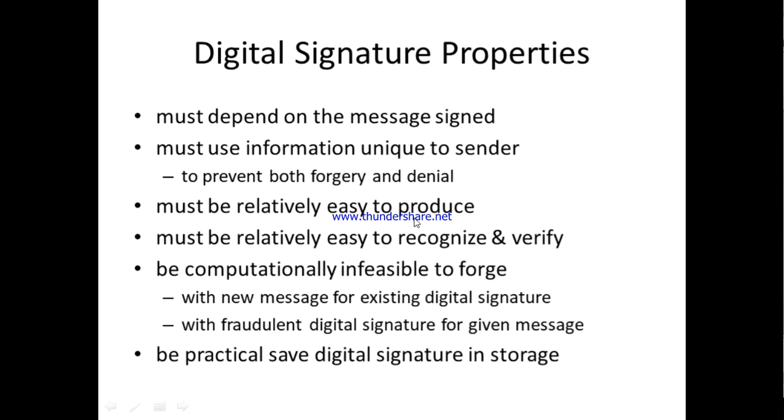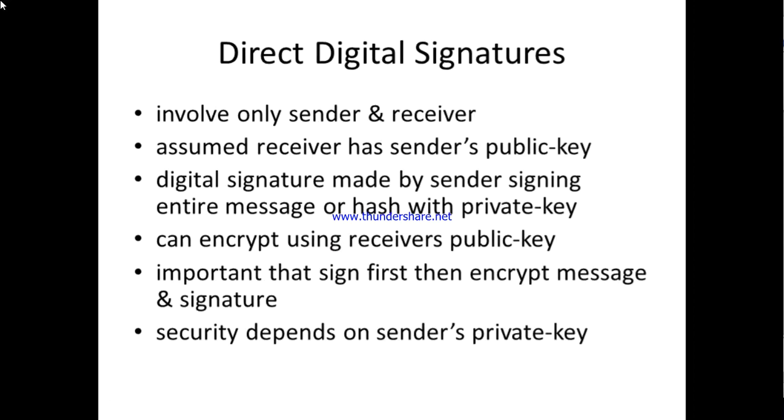It must be relatively easy to produce. It should be easy to construct. It is easy to recognize and verify. It is computationally infeasible to forge, in such a way that the digital signatures can be identified, right? So for digital signatures we can have different ways: direct digital signatures, arbitrary digital signatures, or authentication protocols.